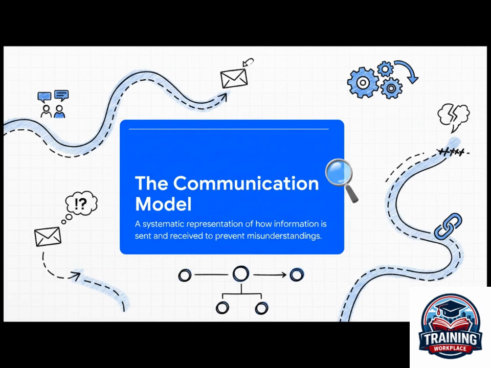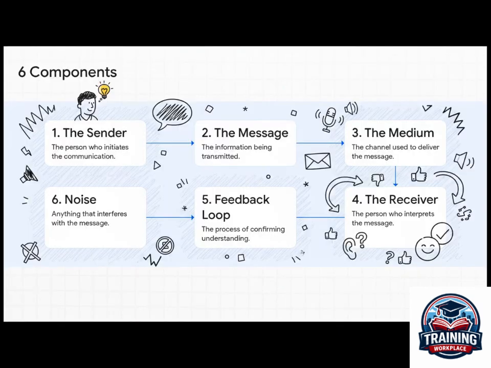This is not some complex academic theory. It's a practical framework you can use every single day to figure out what's going wrong and to stop misunderstandings before they even start. So our blueprint is built on 6 core components. It all starts with the sender, who creates the message. That message gets delivered through a medium, to a receiver. Then, to make sure it was actually understood, we need a feedback loop. And all along the way, we have to watch out for something called noise and distortion. We're going to break down every single one of these.